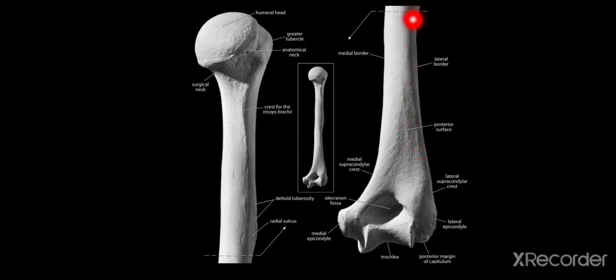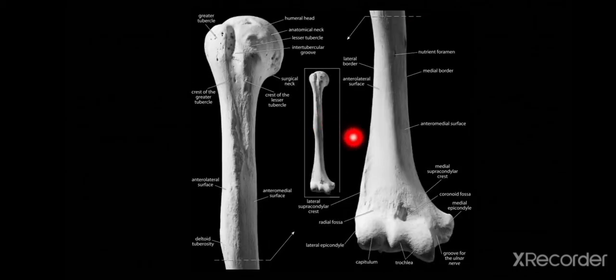The lateral border is interrupted by the radial or spiral groove in the middle. Coming to the surfaces, the anterolateral surface, which is present between the anterior border and the lateral border, has a V-shaped deltoid tuberosity in the middle. It gives insertion to the deltoid muscle.